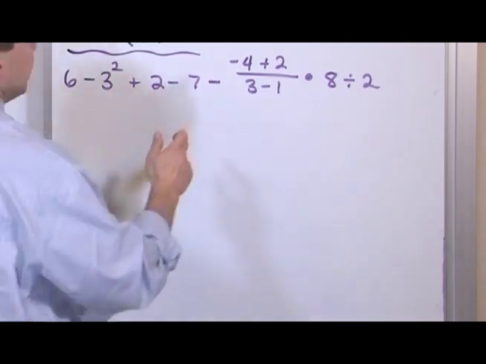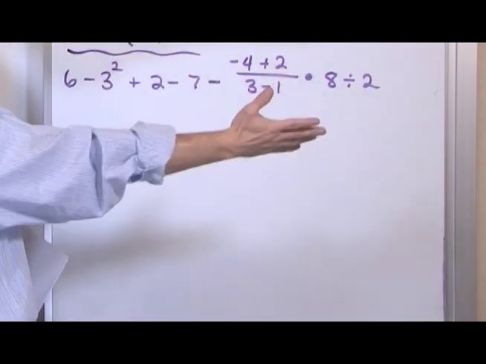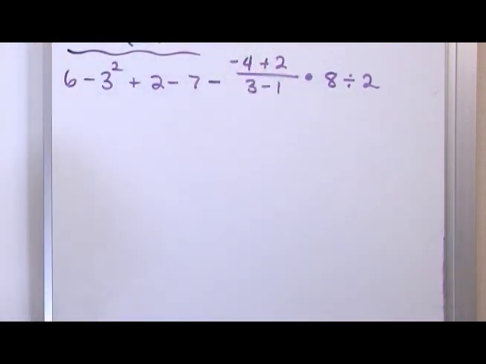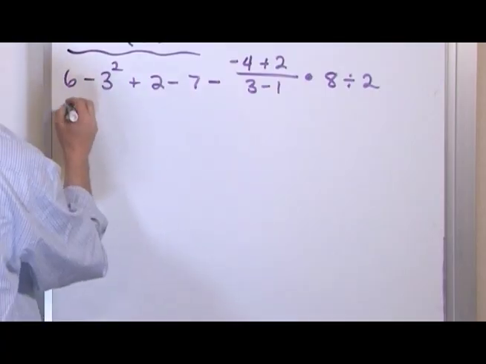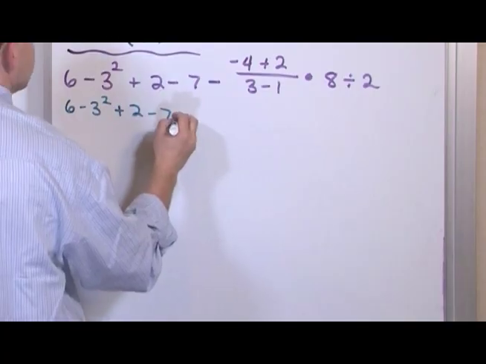Remember, I want you to imagine that in the top of this fraction, there's an imaginary parentheses here and here. And so since there's no other parentheses anywhere else, we're going to zero in on this and perform that first. So let's go ahead and do that. We're going to do a lot of rewriting here. 6 minus 3 squared plus 2 minus 7 minus.